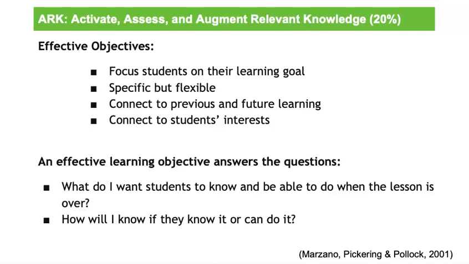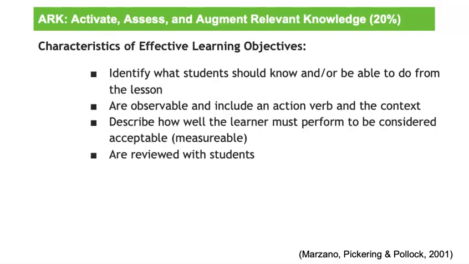And how will I know if they can do it? So what are some characteristics of an effective learning objective? Well, it's going to tell students what they need to be able to do, something that's observable. It's going to have one of those Bloom's action verbs in there so that I can know this is what I'm going to be looking for.